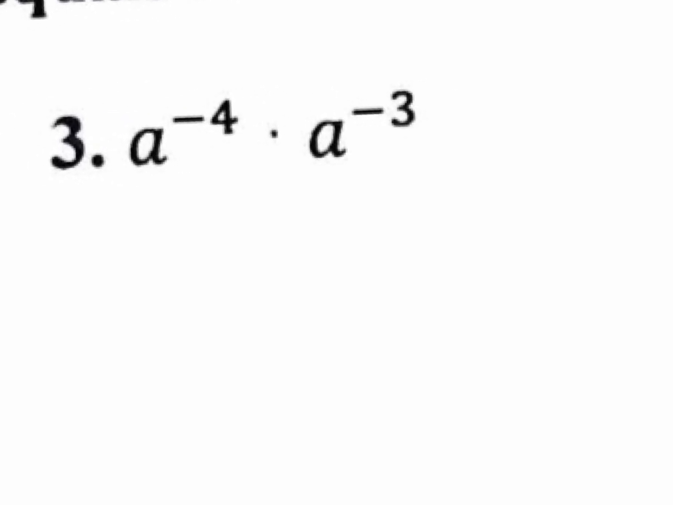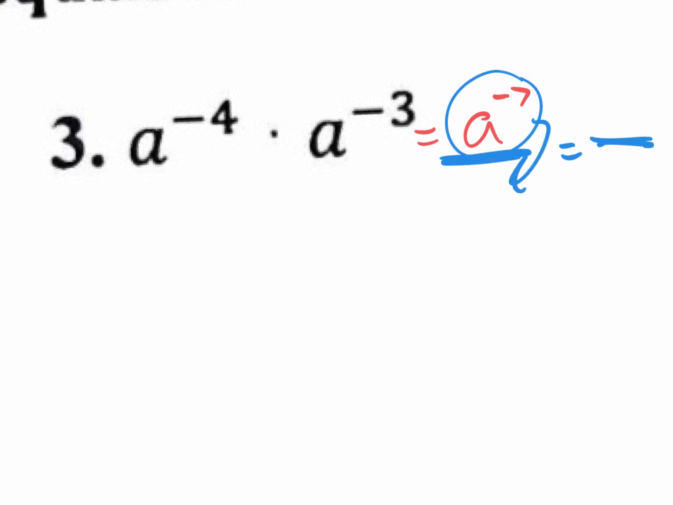This one's interesting. Rule 1 says that when you multiply with the same base, you have to add the exponents. So what's my answer so far? A to the -7. And then the negative exponent rule says that whenever you have a negative exponent, you've got to grab it and move it to the other side of your fraction. So if you do move it to the other side, there's going to be nothing left up on top, and the a to the 7th becomes positive on the bottom. Okay.